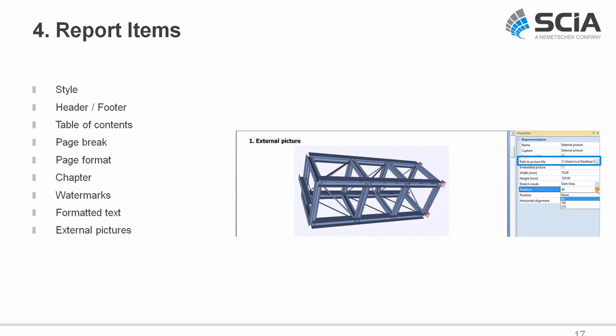External pictures are report items enabling to insert pictures from external programs into the engineering report, and there are supported many standard picture formats. Pictures can be inserted as a link to a file on the hard drive or as embedded.